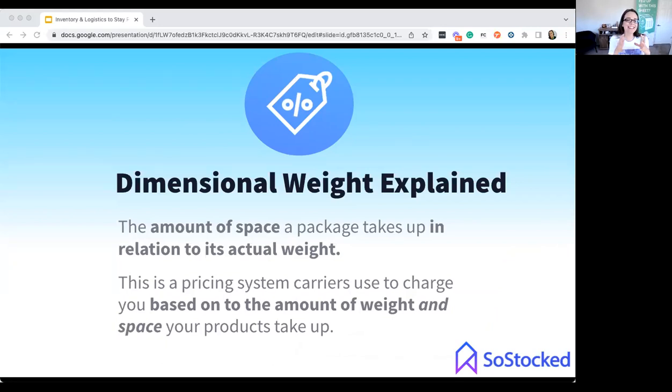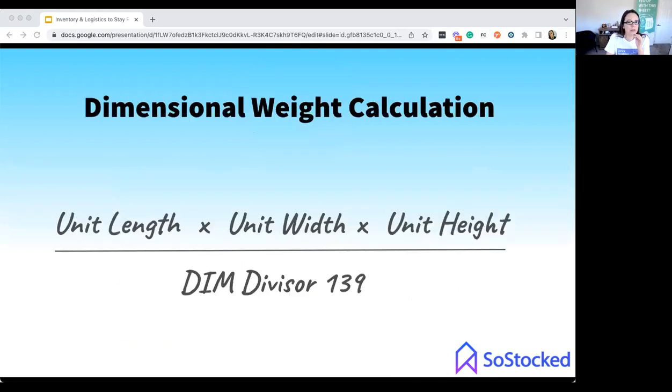So those two things need to be assessed to calculate how much of that inventory they can actually get into that truck and deliver. So that's dimensional weight. And the calculation is actually pretty easy. You take unit length multiplied by unit width and unit height. And of course, that's your product unit, not your carton, not your pallet, the unit of your inventory, because this affects fulfillment fees.